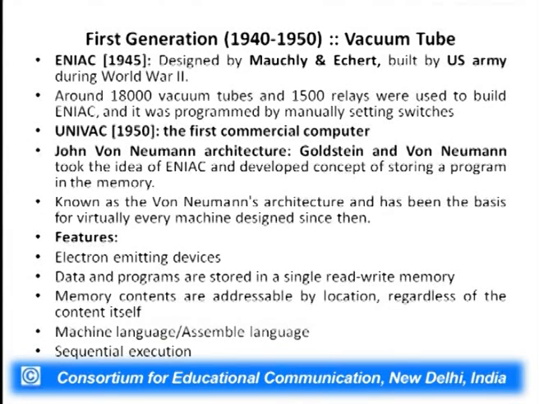The main features were the electron emitting devices it used, and the data and program storage facility, using a single read or write operation. As we mentioned, an RW line, a single line, is able to decide whether a read or a write operation is to be performed. Memory contents become addressable, wherein we can address a particular memory location regardless of the content that the machine is carrying.